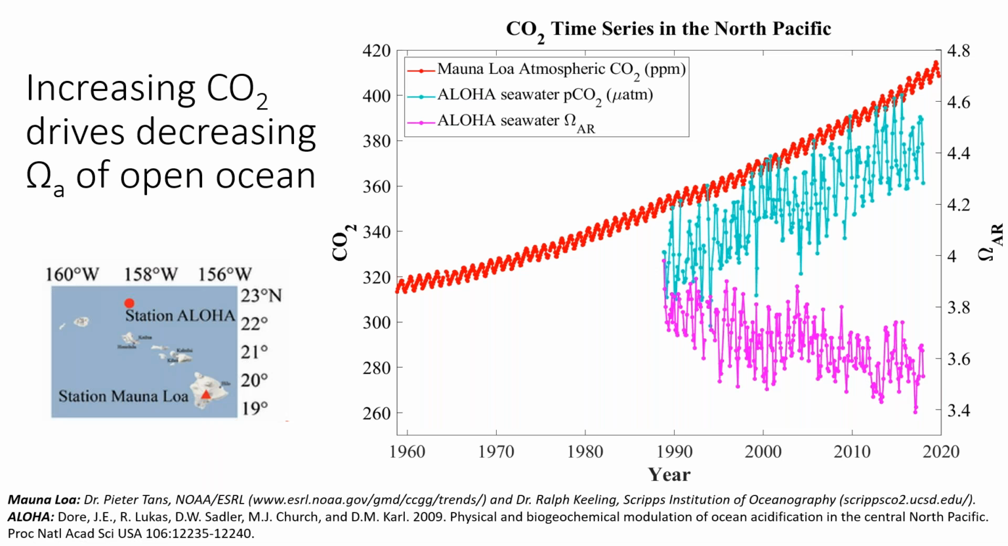Anthropogenic emissions are increasing carbon dioxide in the atmosphere, shown here in red. And along with it, the pCO2 of seawater is also increasing, and it's shown here at the open ocean station Aloha in teal. Ocean acidification changes seawater chemistry in multiple ways, and one indicator is the saturation state of aragonite, which expresses the thermodynamic tendency of calcium carbonate minerals in the form of aragonite to either precipitate or dissolve. That's plotted here in magenta, and as you can see, this value decreases with ocean acidification.